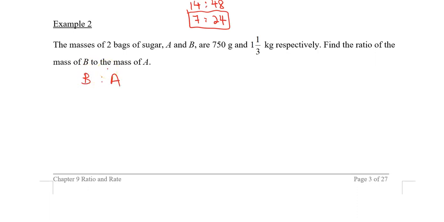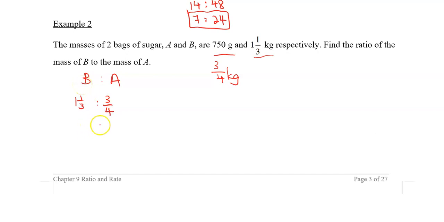Just now we mentioned that when we express proportion in ratio, both have to be in the same units. 750 grams and 1 and 1/3 kg are different units, so we have to express them in the same units. 750 grams is actually 3 over 4 kg. If you take 750 over 1000, it is 3 over 4. So for B, it is 1 and 1/3 is to 3 over 4.